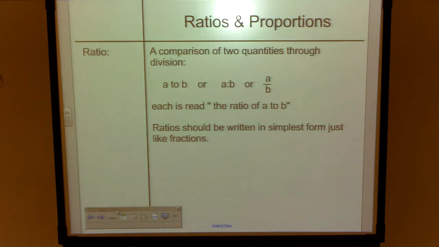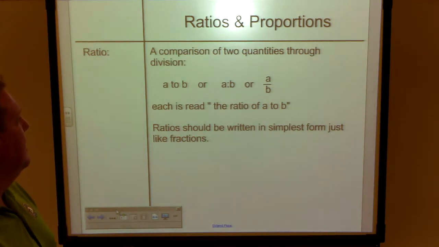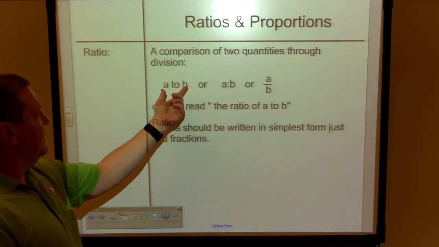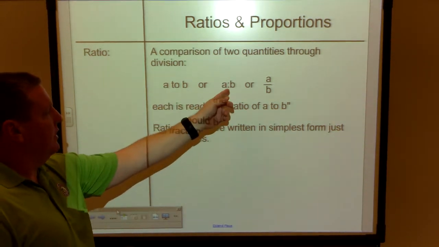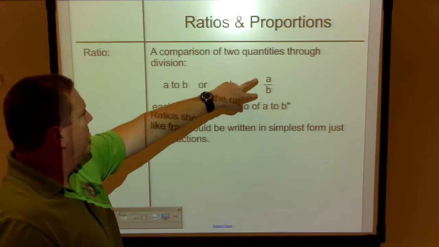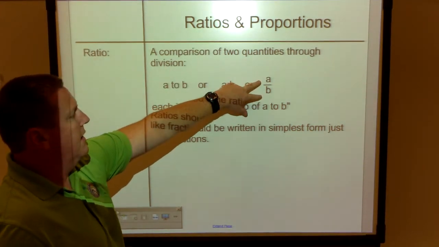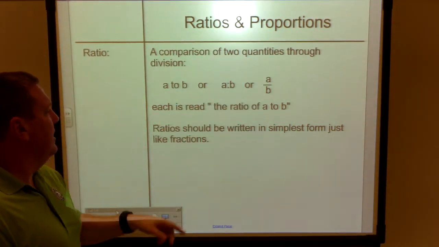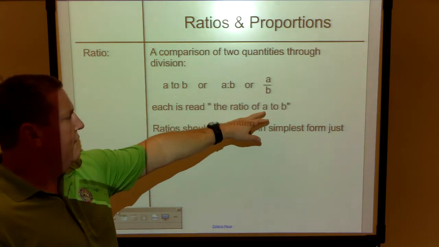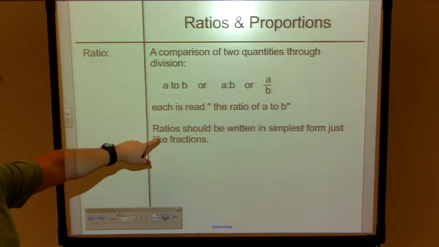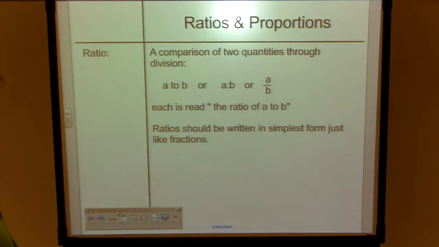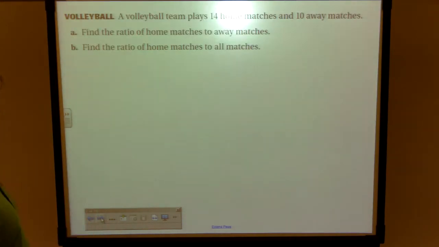First thing is, what is a ratio? It's a comparison of two quantities through division. We can write it like this as A to B or A colon B, or in the division format, like a fraction A over B. But each one is read as the ratio of A to B. Ratios should be written in simplest form, just like fractions are written in simplest form.